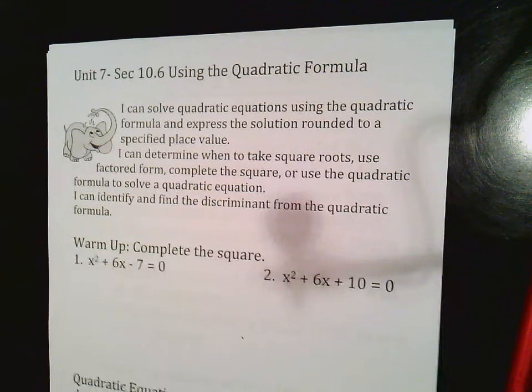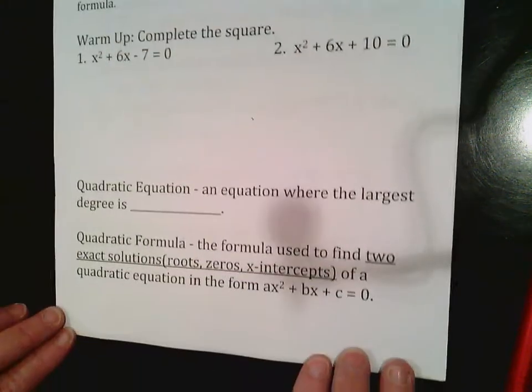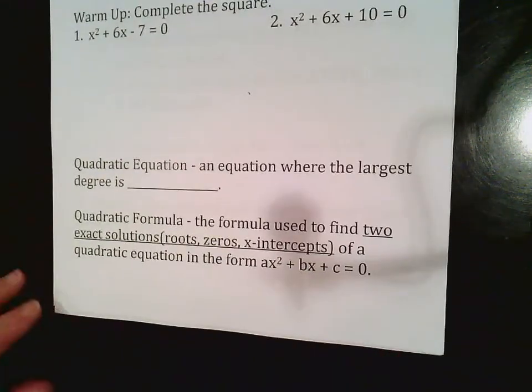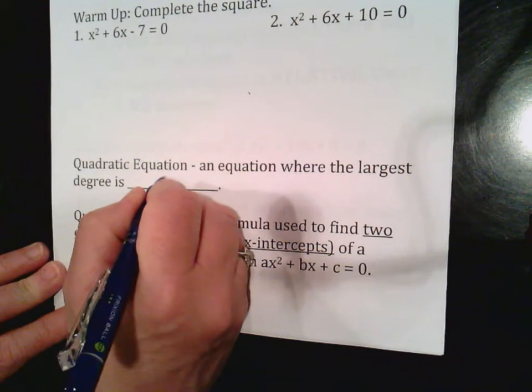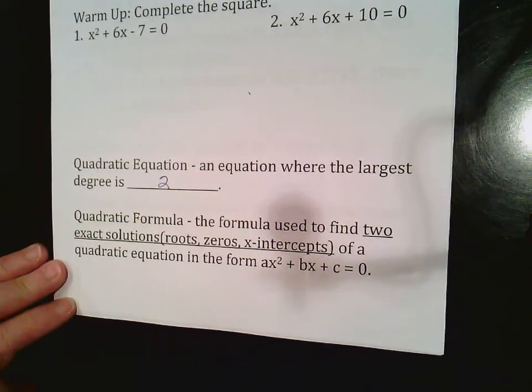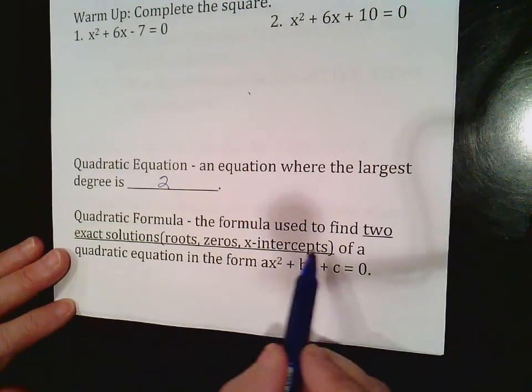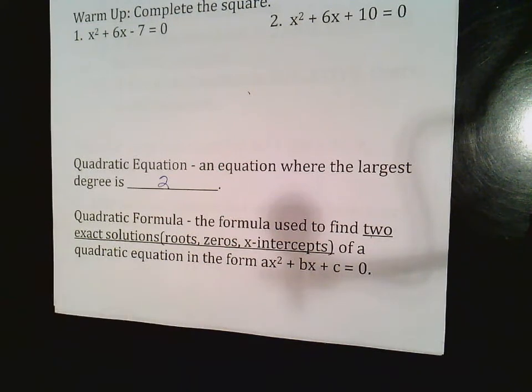All right, now we're going to talk about how we use the quadratic formula. We've derived it before, but now we're going to use it. We know an equation is a quadratic equation where the largest degree is 2. And the quadratic formula is used to find two exact solutions, or zeros, or roots, or x-intercepts.